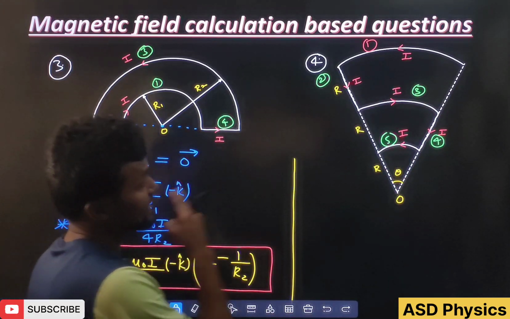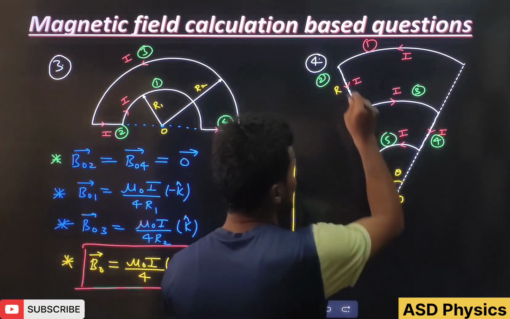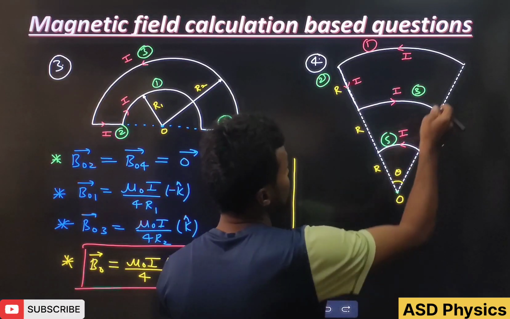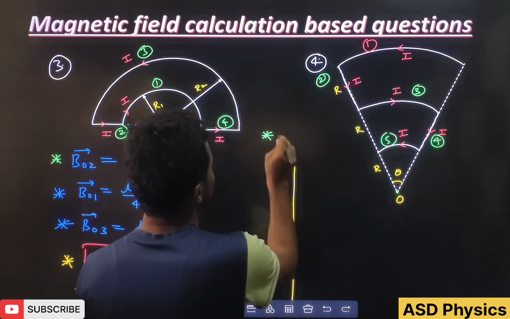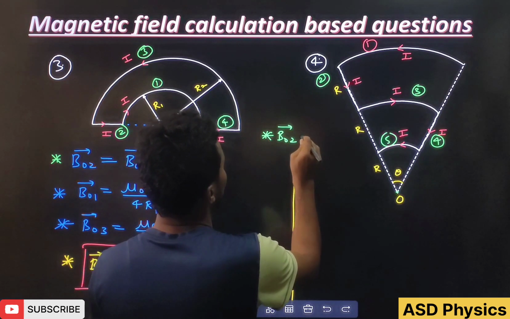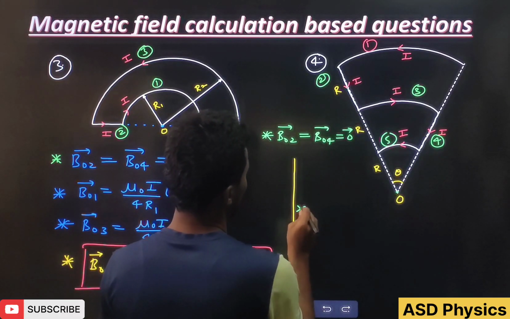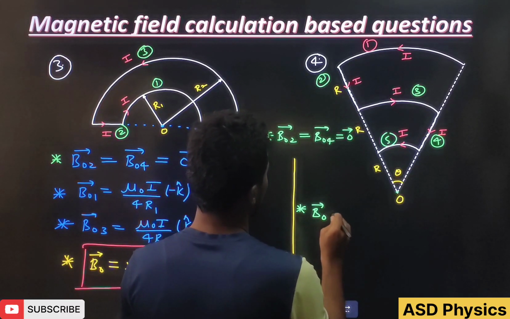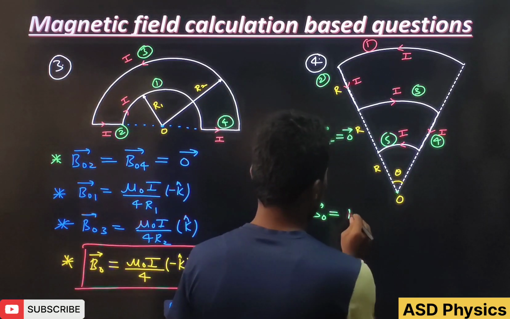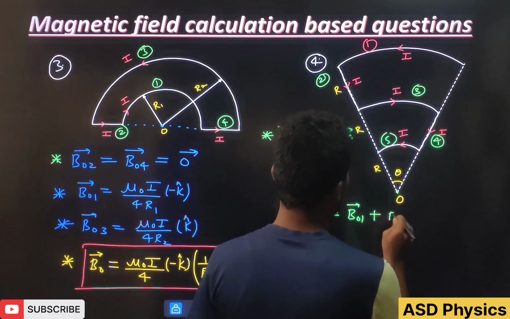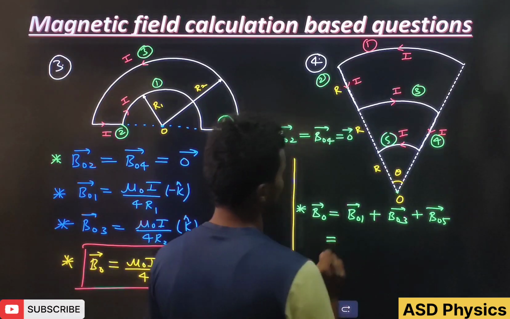That means due to which sections will the magnetic field be 0? Because observation point O is here, due to section 2 along the length of the observation point, and due to section 4 along the length of the observation point, the magnetic field is 0. Now the resultant magnetic field will be due to which sections? 1, 3 and 5, because the others are 0.